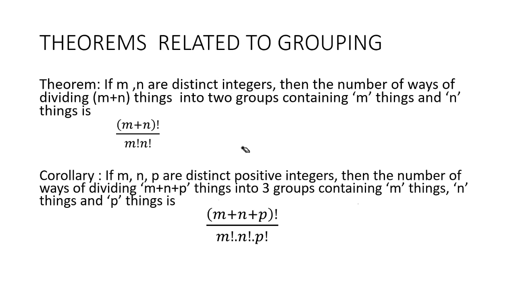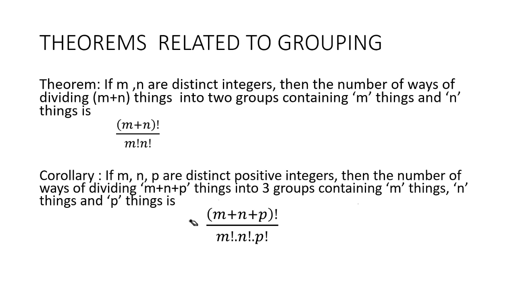Next we have these grouping theorems. n and m are two distinct positive integers. The number of ways of dividing n plus m distinct objects into two groups containing n objects and m objects is going to be n plus m factorial upon n factorial times m factorial. I repeat, the number of ways of dividing n plus m distinct things into two groups containing n things and m things is going to be n plus m factorial upon n factorial times m factorial.